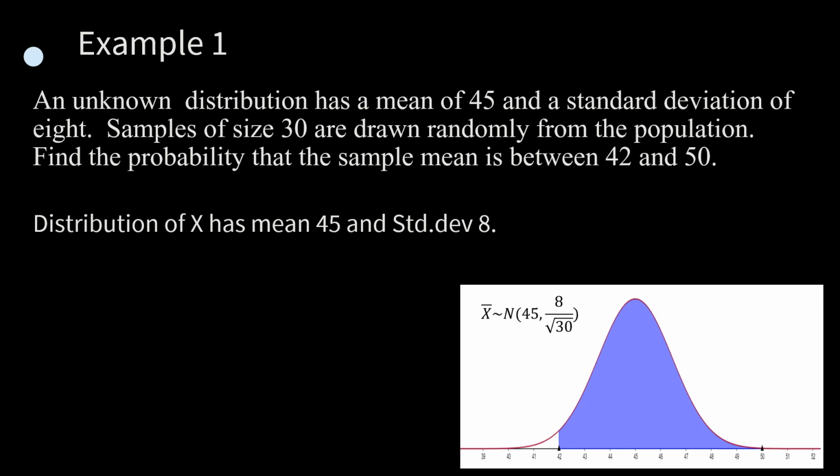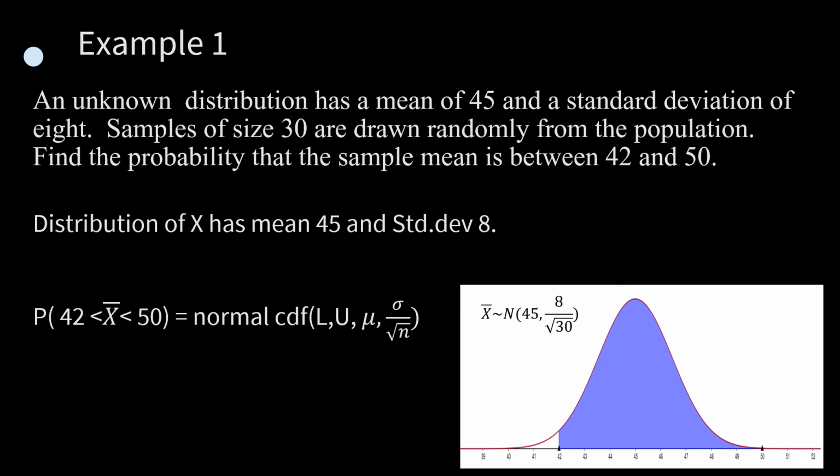If we are interested in finding the probability between 42 and 50, that means we are trying to find the area between 42 and 50 for the sampling distribution x bar, which has the same mean 45. The standard deviation is 8 by square root of 30. So it is a sampling distribution with a mean 45, standard deviation 8 divided by square root of n, where n is 30 here.